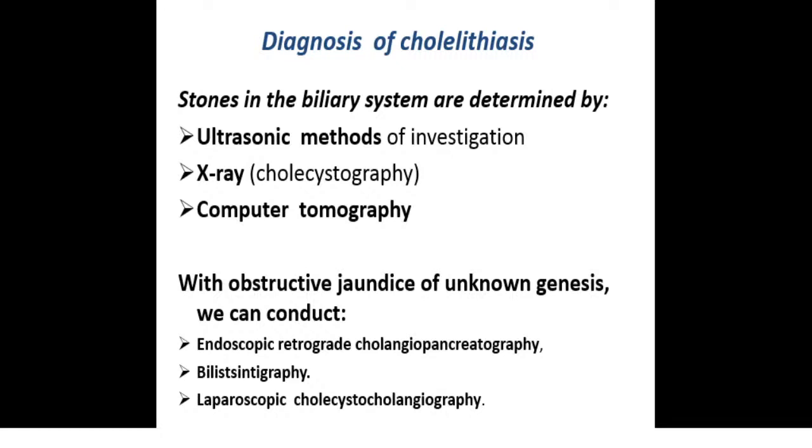Diagnosis of cholelithiasis. Stones in the biliary system are determined if we do ultrasound examination, X-ray examination, and computer tomography. With obstructive jaundice of unknown genesis, we can use endoscopic retrograde cholangiopancreatography. This is a very important method, and we can also do biliary scintigraphy and laparoscopic cholangiography.